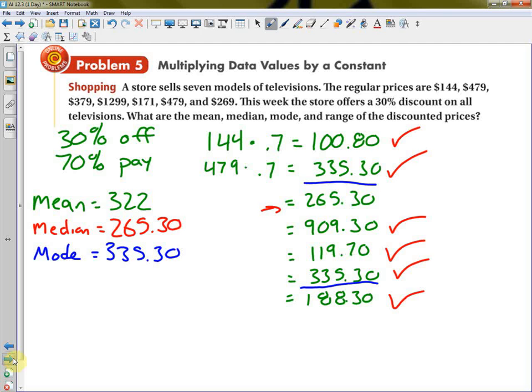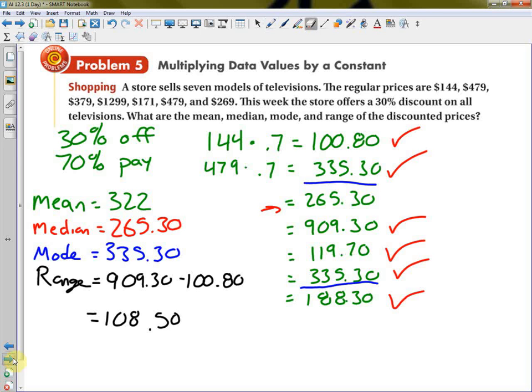And the last one, which is range, which is highest minus lowest, which is $100.80, which is going to give me 108.50. And I said 108, but I meant 808.50. That's the mean, median, mode, and range of these discounted prices.